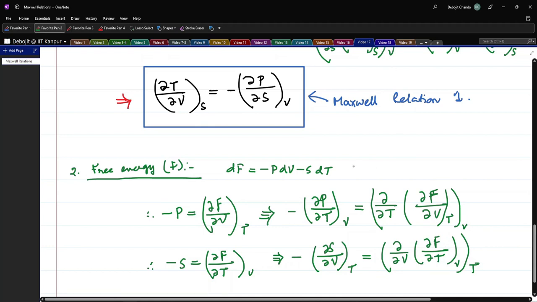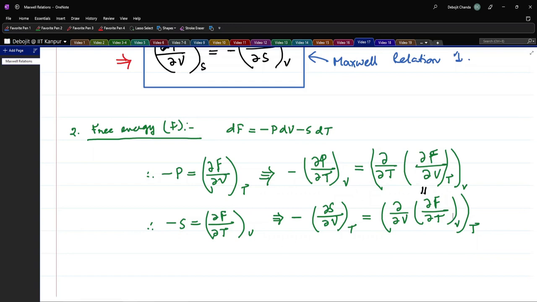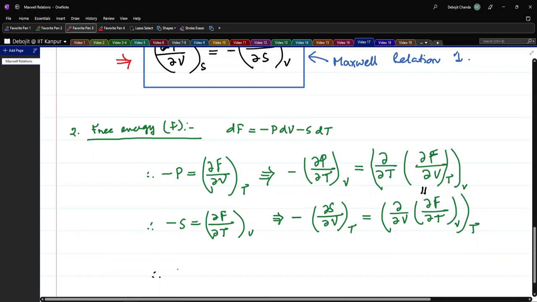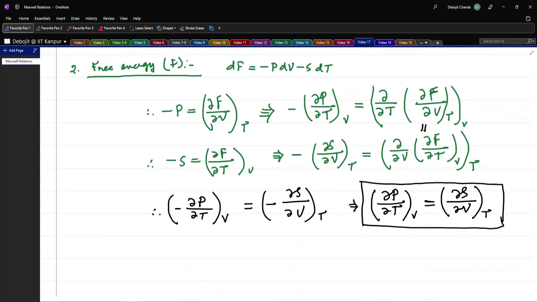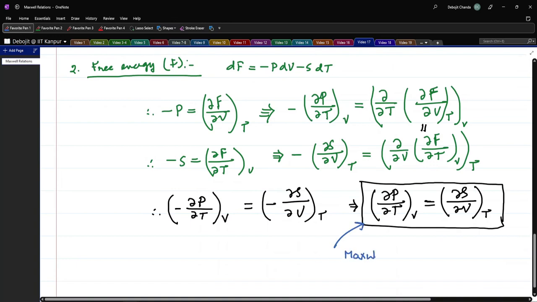So again, we observe that these two terms are actually equal, the second partial derivatives of free energy. So this will give us minus del P del T at constant volume is equal to minus del S del V at constant temperature, or we can write del P del T at constant volume is equal to del S del V at constant temperature. So this is the Maxwell relation 2.